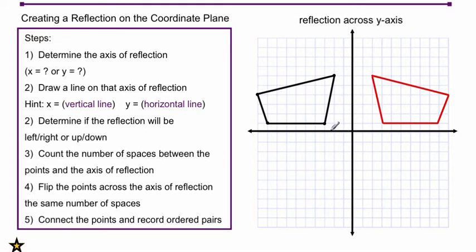So we know that this is over -3, up 1. We know that's over -2, up 6. We know that's over -9, up 1. We know that's over -10, and up 3. All right, easy stuff. Let's do some practice.